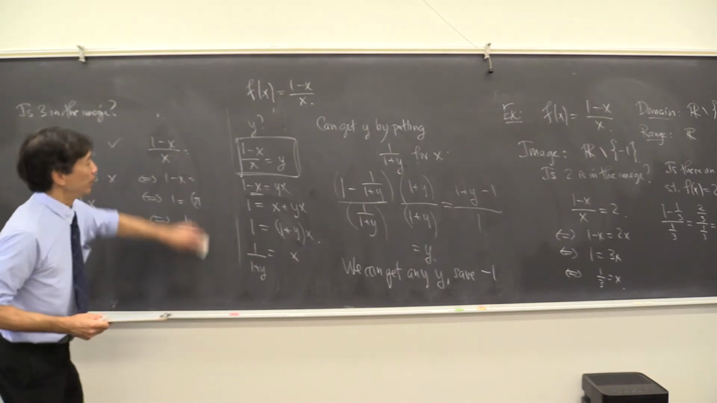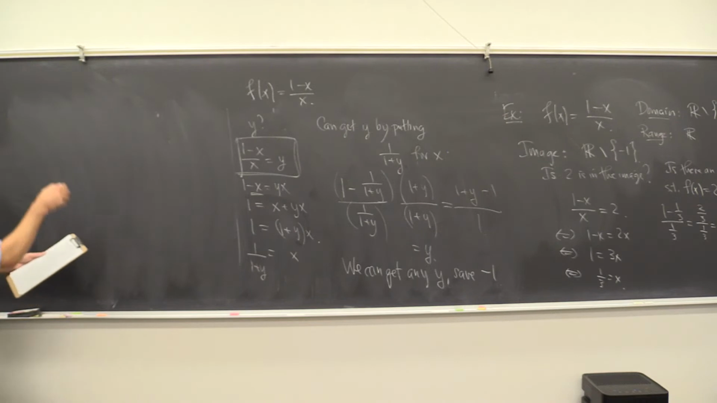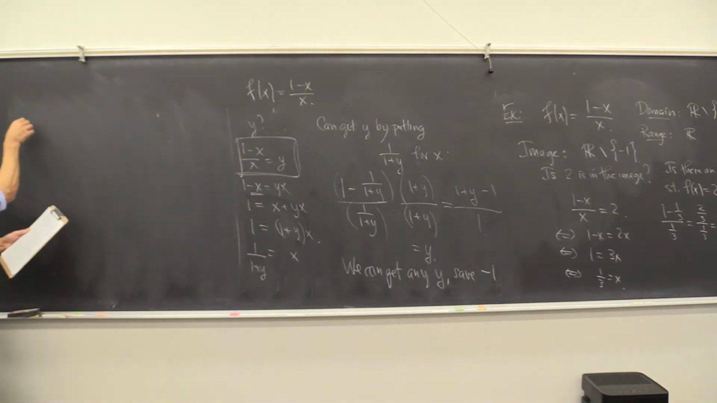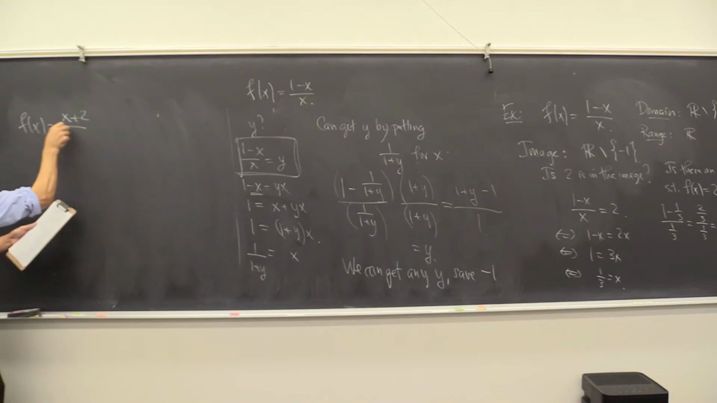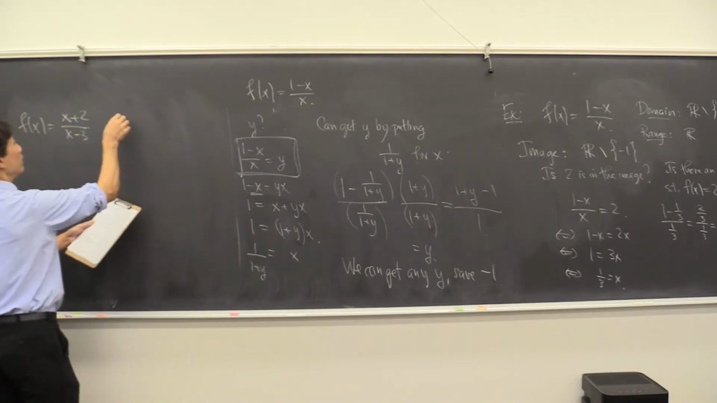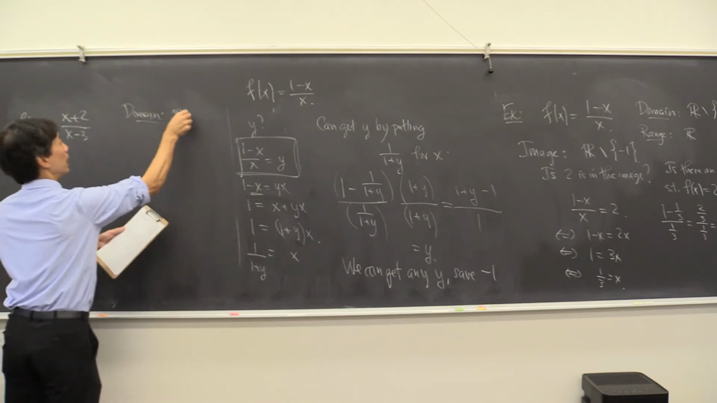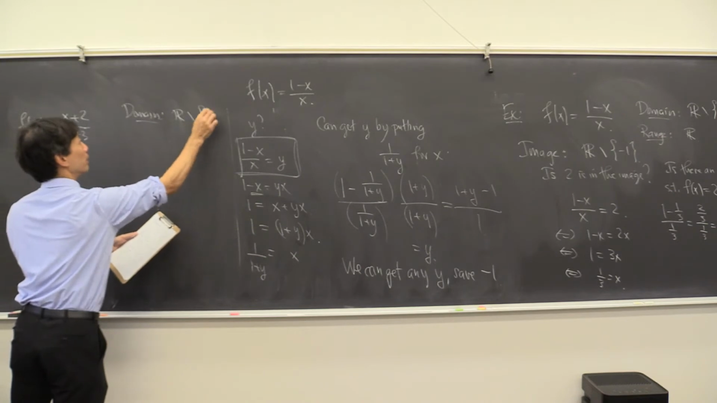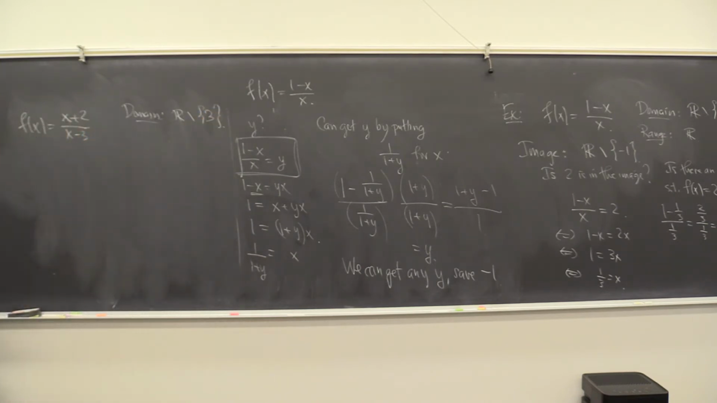Let me have you do an exercise. Let's see if this is sinking in. So here it is. f of x is x plus 2 over x minus 3. You can see immediately that the domain is everything but 3. Right, everything but 3.